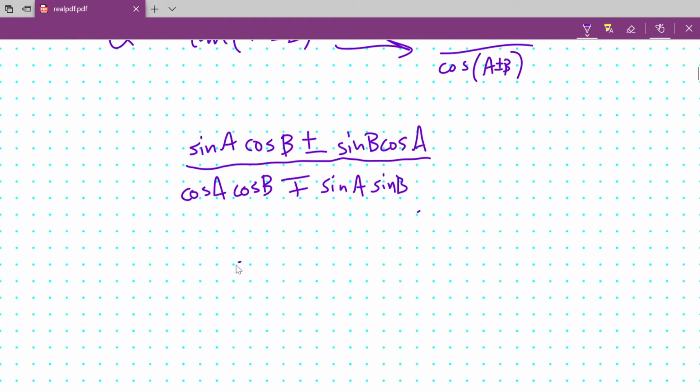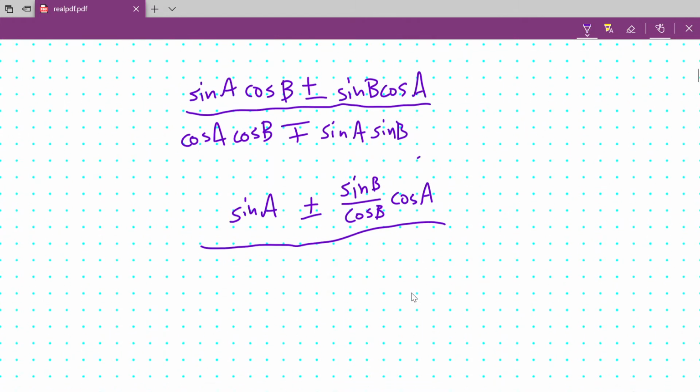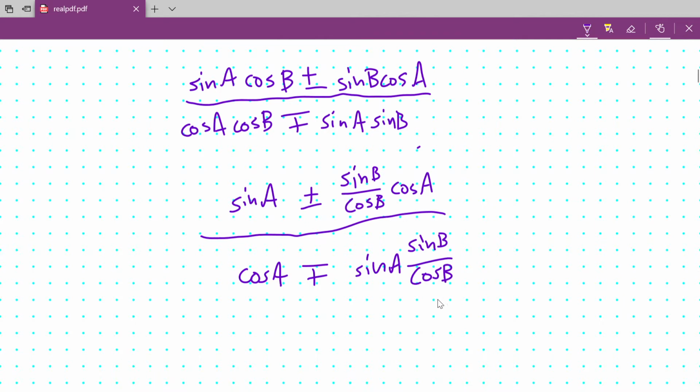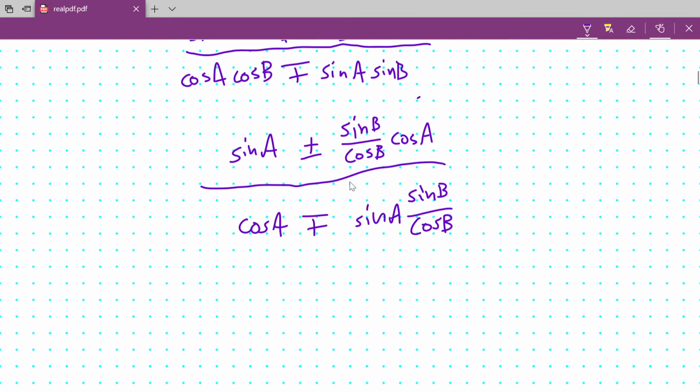We have sine a plus or minus sine b over cos b cos a, divided by cos a minus or plus sine a sine b over cos b. And the reason I'm writing the sine b over cos b where they don't cancel out is because I'm going to turn them into tan b, because of the original identity that sine b over cos b is tangent b. And I think by continuing with this form, we can eliminate the last few bits in order to get our expression in terms of tangent.